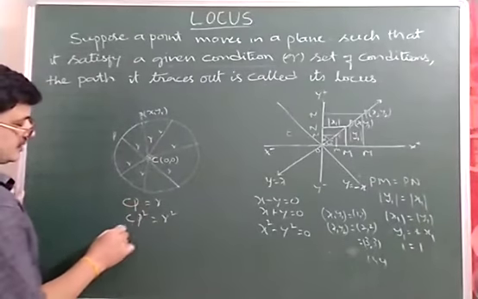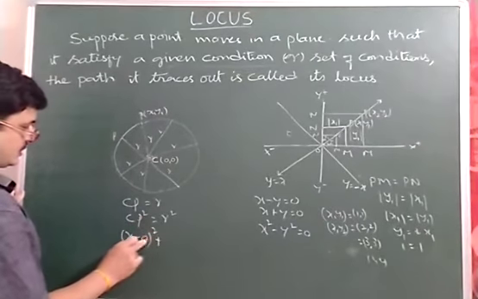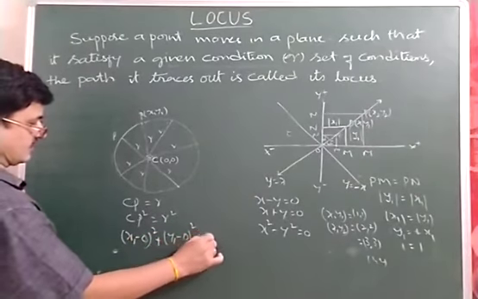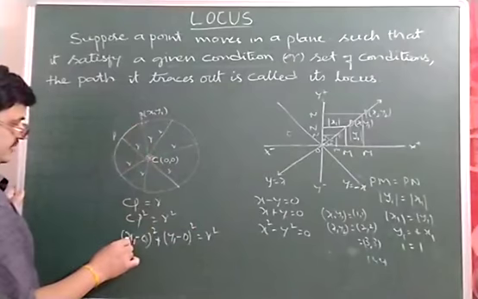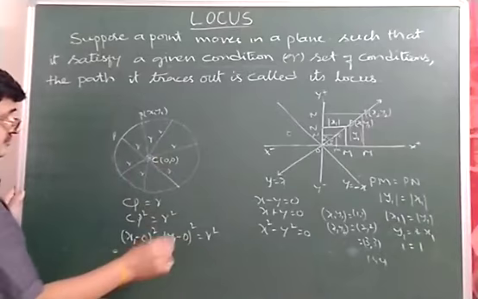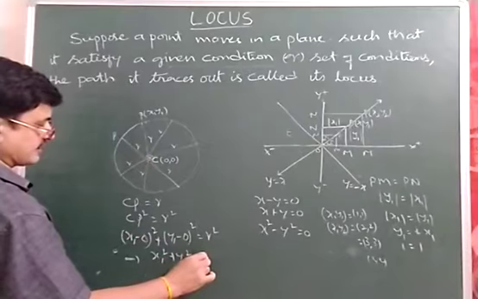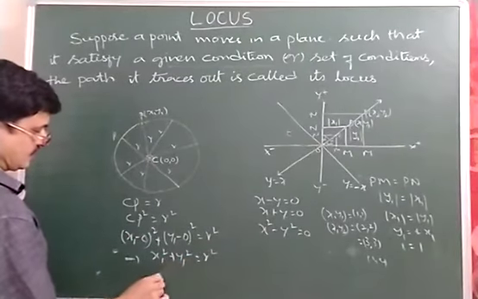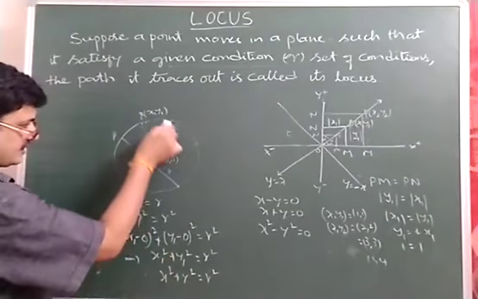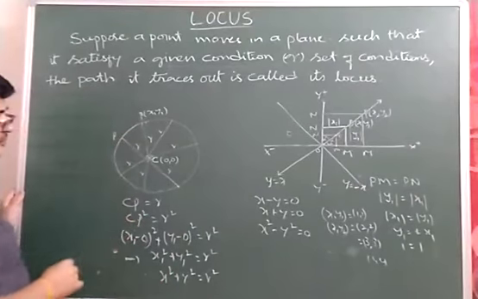That is CP is equal to r, so CP square is equal to r square. Now (x1 minus 0) whole square plus (y1 minus 0) whole square is equal to r square, using the distance between the two points. So that implies x1 square plus y1 square is equal to r square. Now the locus of (x1, y1) is x square plus y square is equal to r square. This represents the equation of a circle whose center is the origin and whose radius is r.